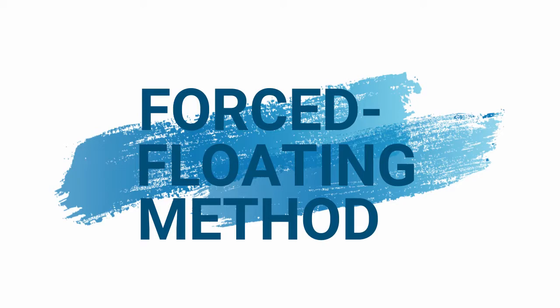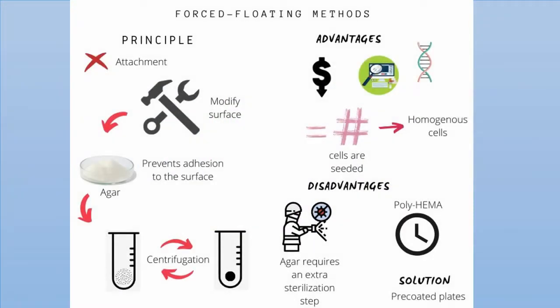Forced floating methods. This technique works under the principle that 3D spheroids are formed by preventing their attachment to the plates. This is obtained in two ways. You can either buy pre-coated plates with a special treatment, or you can coat the plates in your own lab with agar or polyHEMA. In this technique, cell-cell contact is promoted as well as multicellular sphere formation.